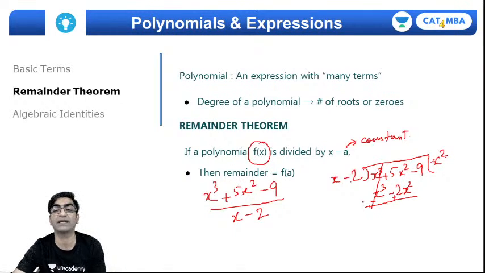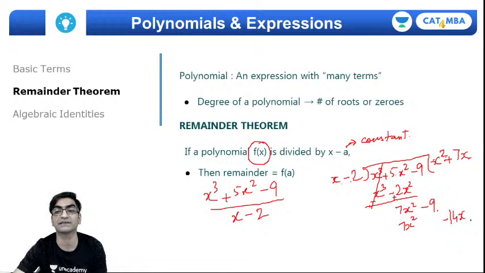x cube minus x cube will become 0. 5x square plus 2x square will become 7x square. So I'll have 7x square minus 9. If I want to make 7x square, x should be multiplied with plus 7x. That will give me x into 7x, 7x square. It will also give me minus 2 into 7x as minus 14x, correct?